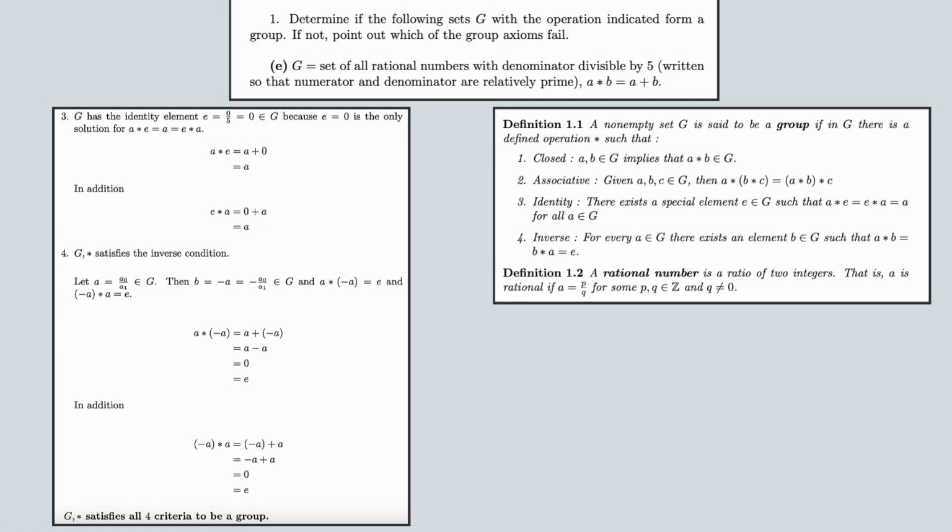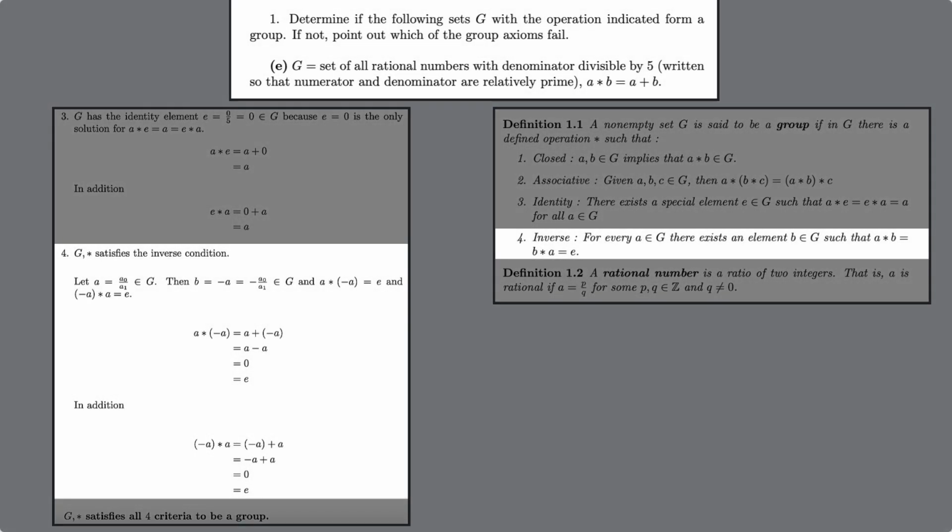Number 4, for the inverse condition, we take the identity element we solved for in part 3, and we say, given any element A in G, can I find an element B such that A star B equals E and B star A equals E? So both left and right multiplication of these two elements gets us back to the identity. So if we let A equal A naught divided by A1 is a member of G, then I'm claiming that B equals negative A does the trick.